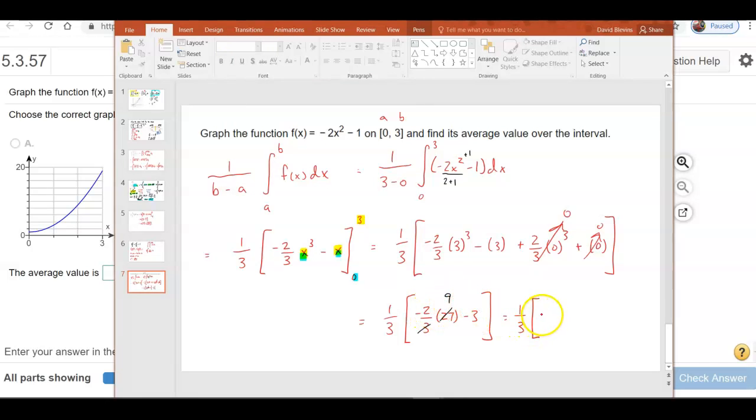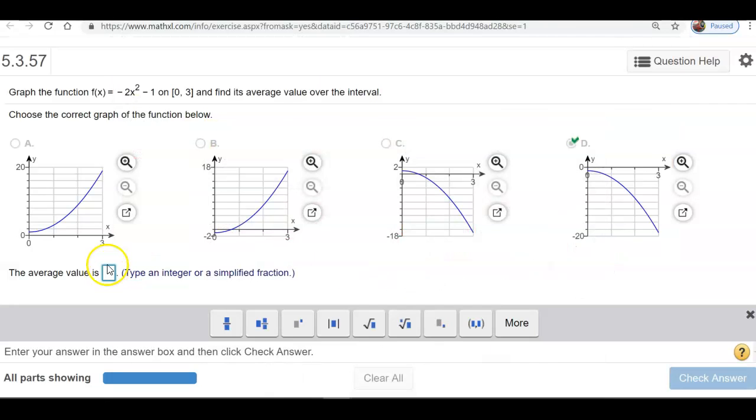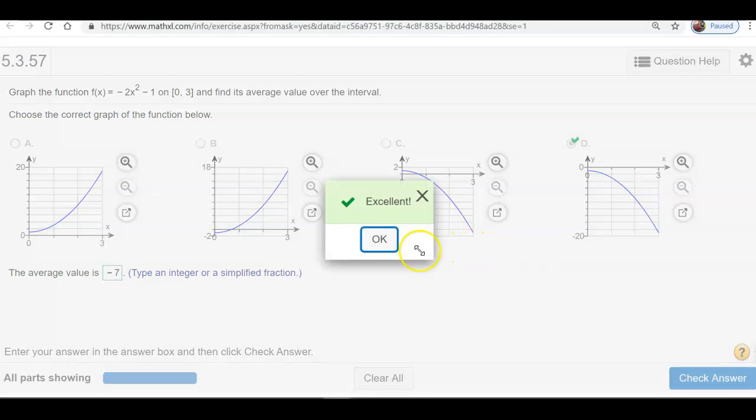Negative 2 times 9 is negative 18 minus 3. Negative 18 minus 3 is negative 21. Alright, divided by the 3 is negative 7. So the average value of this function is equal to negative 7. Okay, so I can type that in there, and I see that that's correct.